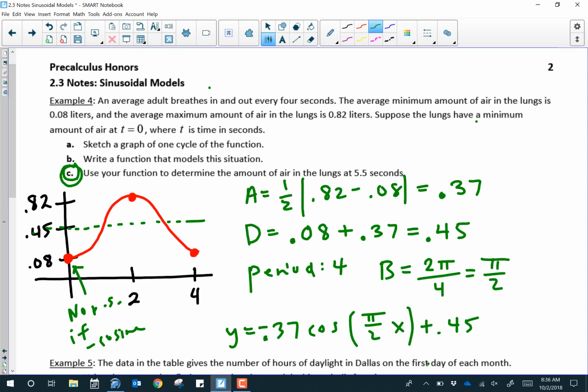So this is where we use our function to determine the amount of air in the lungs at 5.5 seconds. Obviously, I think you all should understand that you're just plugging in 5.5 for x. However, let's talk about our calculators because this is something we haven't quite done yet.